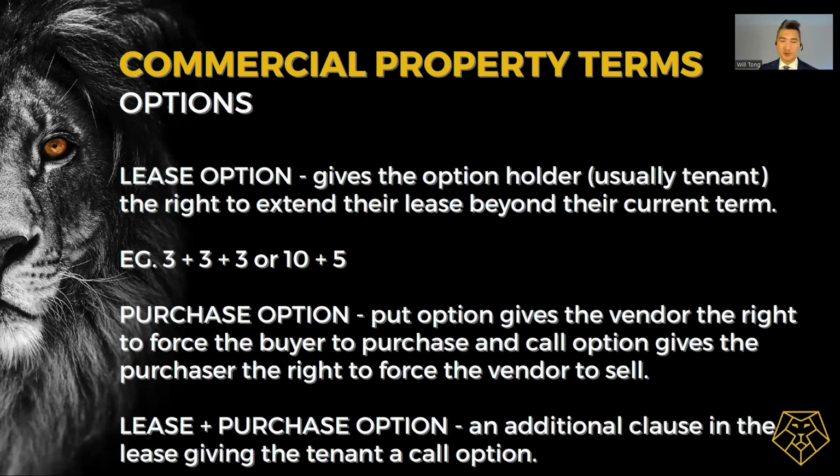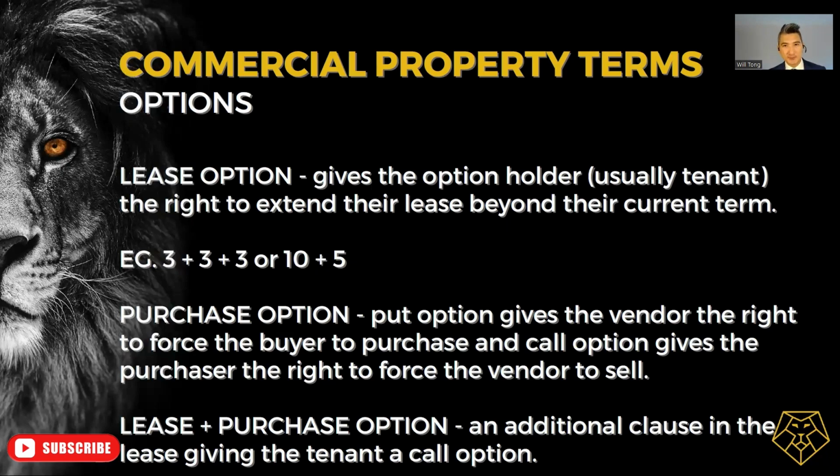As an example, you might have seen these in the past: tenants that sign a 3+3+3 year lease or a 10+5 year lease. What that basically means is they've agreed to an initial term of 3 years, but they also have the option, or the right, to extend their lease for another 3 years and another 3 years after that. Or in the other example, they've agreed to an initial term of 10 years and an option to renew the lease for a further 5 years.